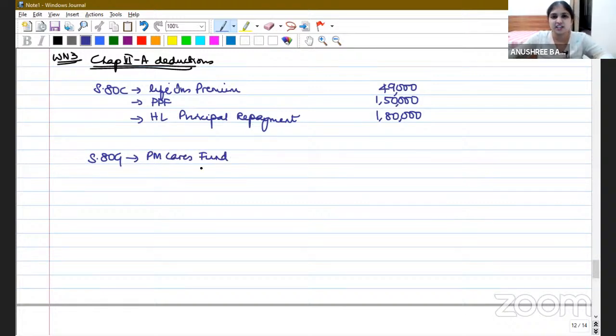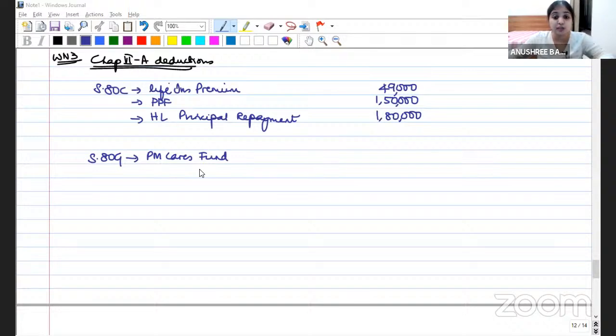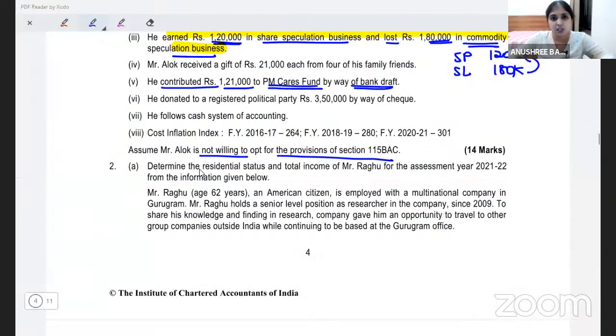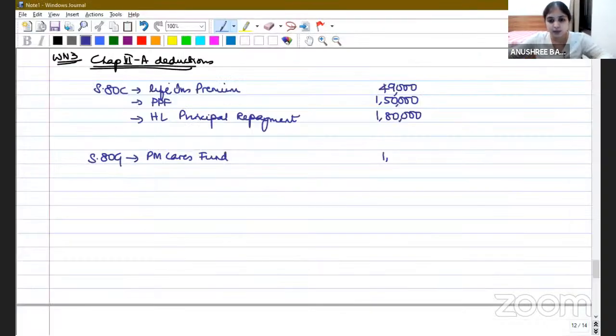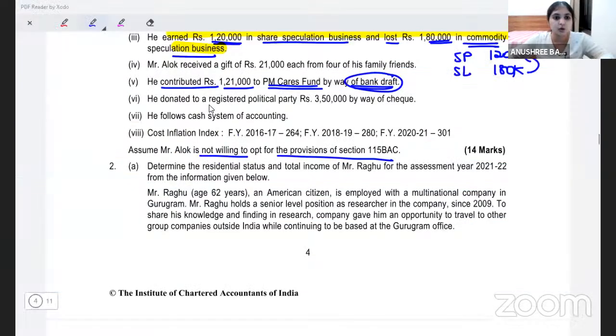Section 80G says you should make the donation beyond 10,000 in a non-cash mode. Yes, he has paid by way of bank draft, which is a non-cash mode, hence perfect. So the entire 1,21,000 will be allowed under section 80G. Okay. Then he donated 3,50,000 to a registered political party by way of check.